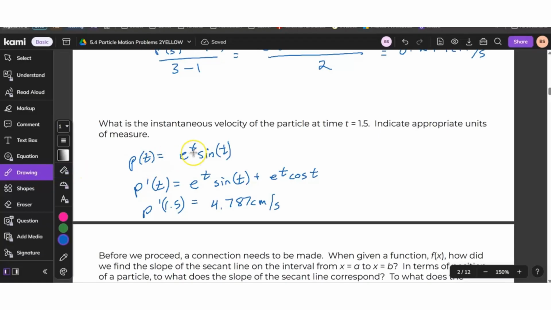The derivative of an exponential is the derivative of the exponent, which in this case is 1, times the original exponential, times the natural logarithm of the base. But in this case, the natural logarithm of e is 1. So, interestingly enough, the derivative of e to the t is just e to the t. It never changes.